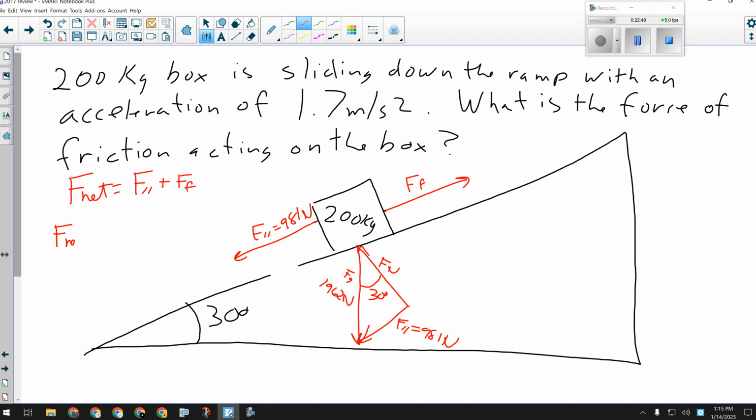So I'm going to take F net minus F parallel, and that'll equal the force of friction. Now, F net I have to calculate by going m times a, and then subtract my 981 newtons, and that'll give me the force of friction. So mass times acceleration, 200 times 1.7 should give me 340 newtons. Then 340 newtons minus 981 newtons. These are both down the ramp, so I'm making them both positive.